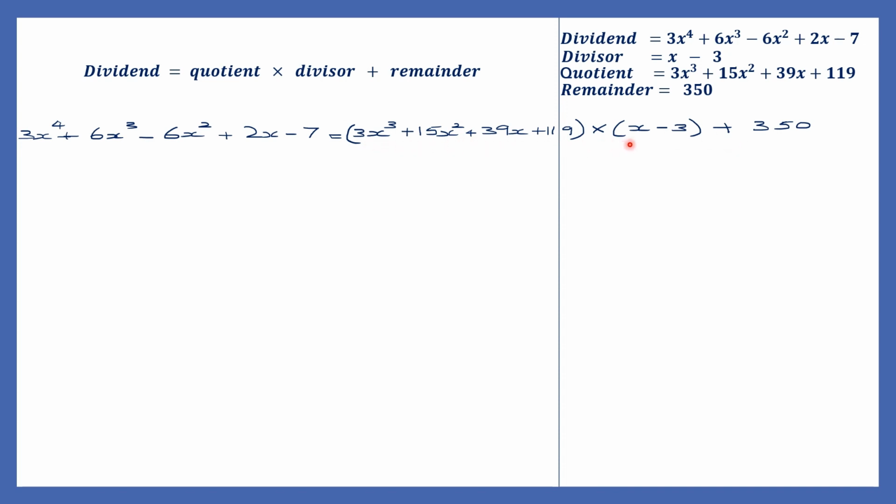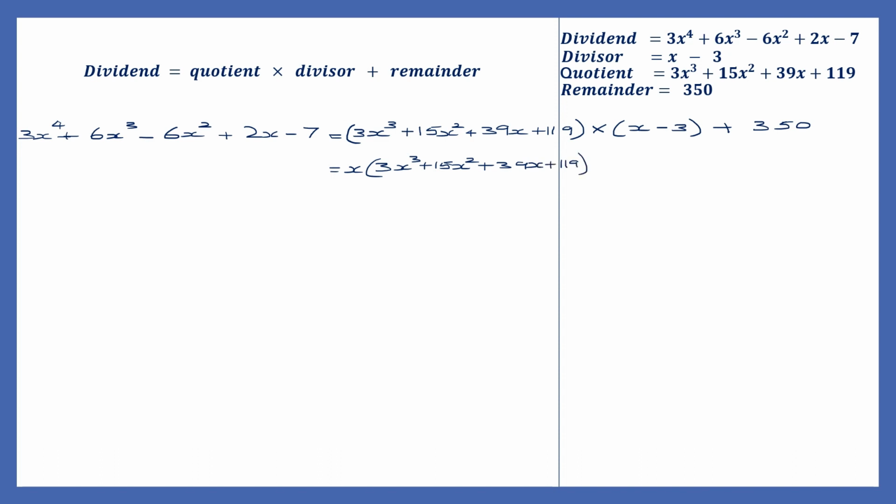So when we multiply, remember each term of this should be multiplied with each term here. So here we're going to multiply this with each term of this polynomial. Let's take only x from here and write that. So that will be x into the whole polynomial 3x cube plus 15x square plus 39x plus 119.